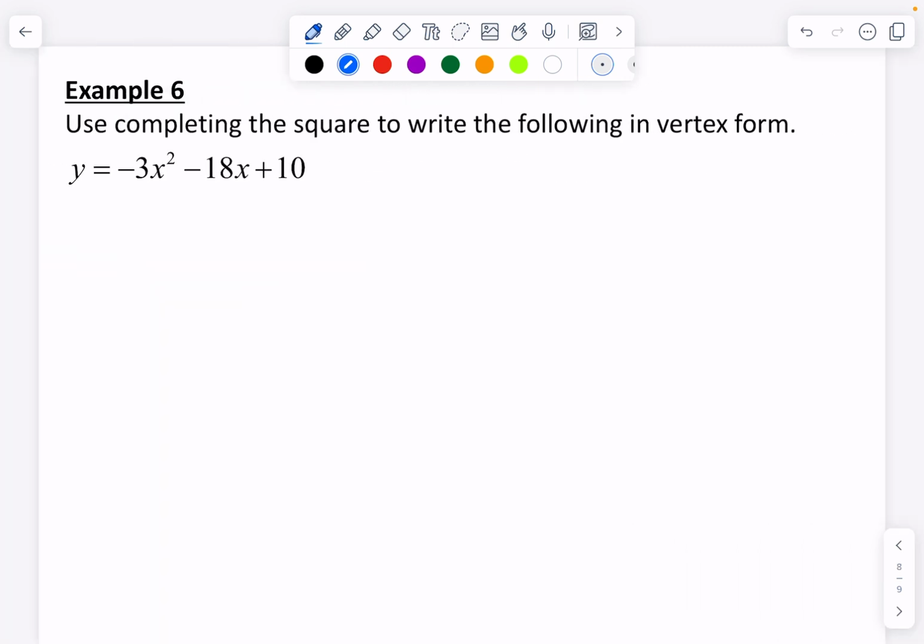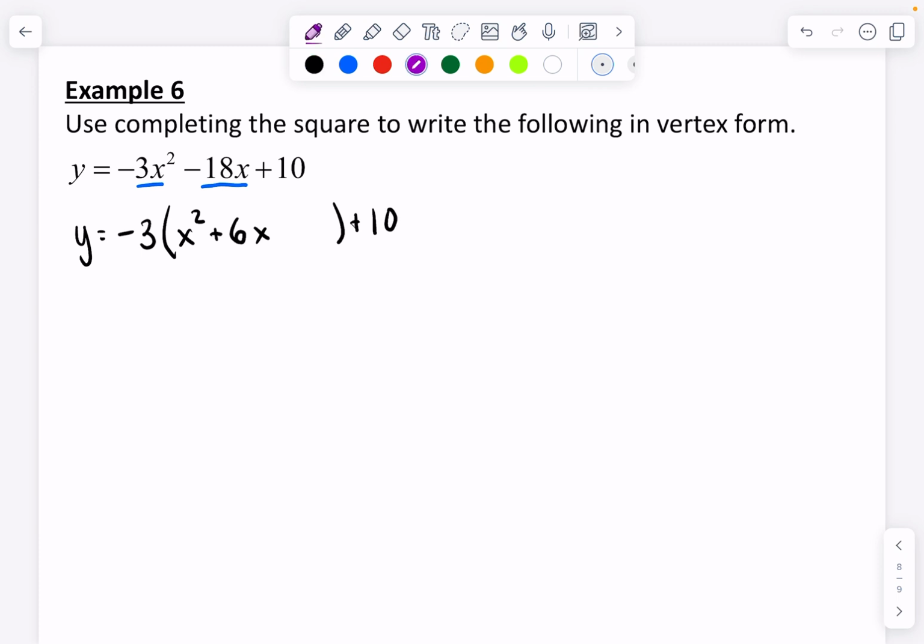I'll write the following one in vertex form. Now remember, completing the square, you need your coefficient in front of your x squared to be 1. So what I need to do is factor out a 3. Technically, it's a negative 3. I apologize. I didn't trust myself. I'm factoring out a negative 3 from both the x squared term and the x term. So then I'm factoring out a negative 3, so I get a plus 6x. Leave the 10 alone outside.